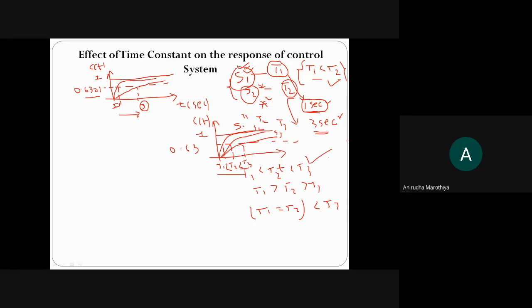Are you getting my point? Yes, sir. So this is the significance of the value of time constant of the response of a control system. So let me erase this and then we will write.